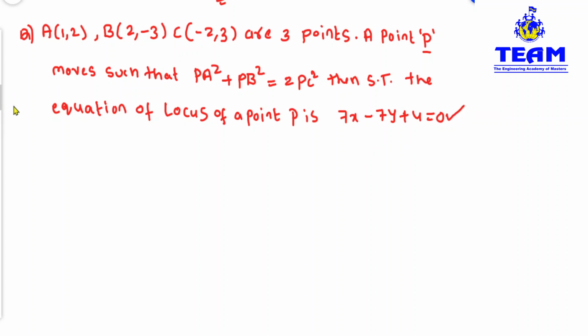Now in this problem, you observe what we are doing: the equation of a locus of a point P. So let us consider P is a point. Suppose P is here. Then what you require is the locus of this P. Locus means what? Remember friends, locus is nothing but a moving path which satisfies certain geometrical conditions.